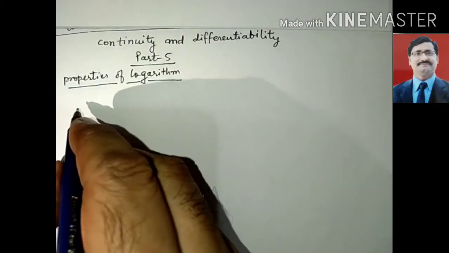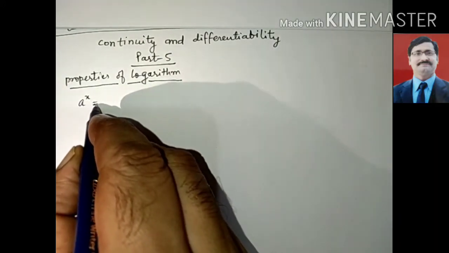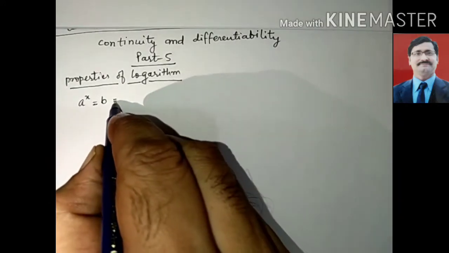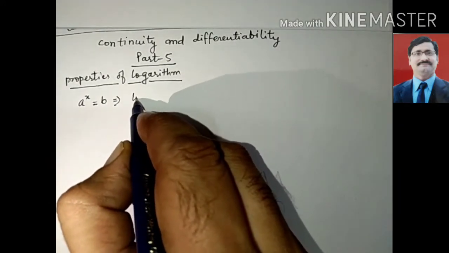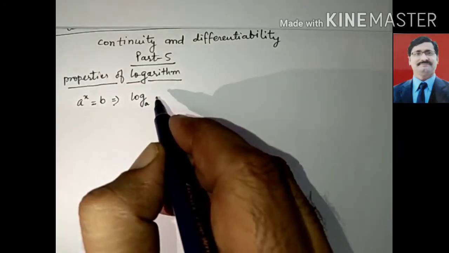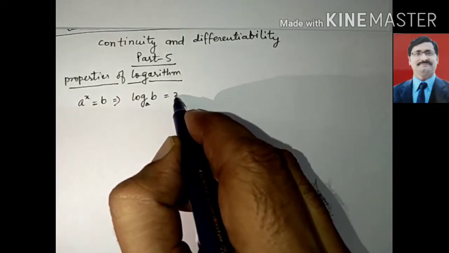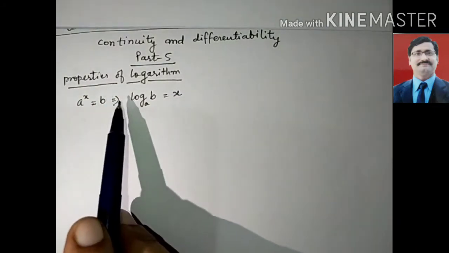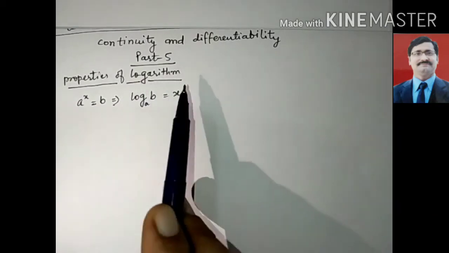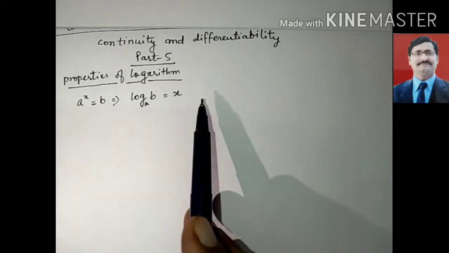And look here, if a power x equal to b is given to you, and you have to write it in the form of log, how can we write it? Look here, log, the base is a, so you write a here, and this value is b, and that is equal to x. So this power format you can change into a logarithm format. We write logarithm in short form as log. Okay, this is very important.